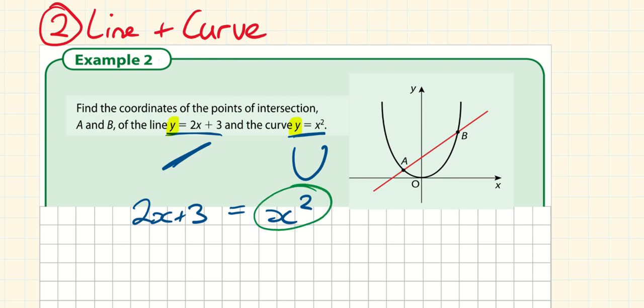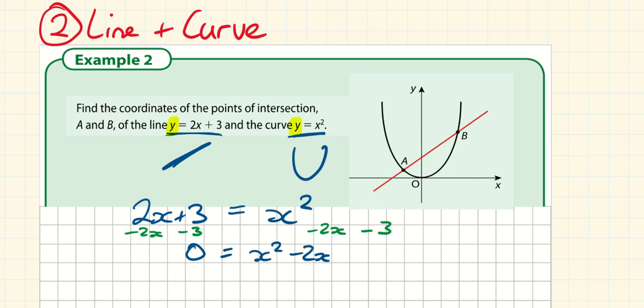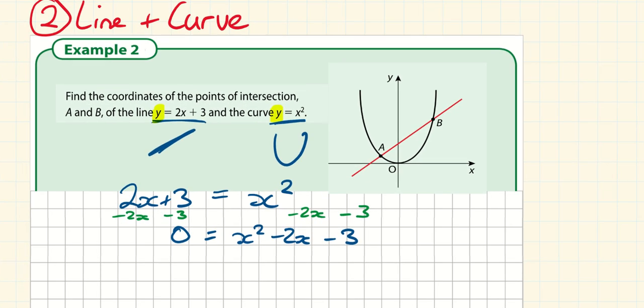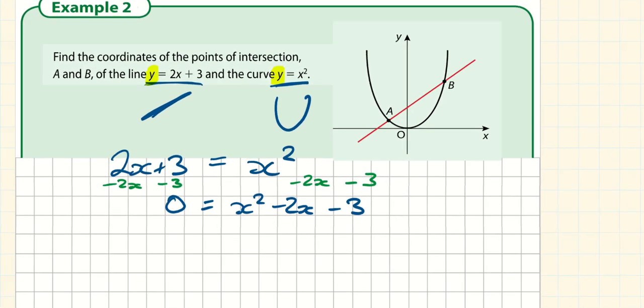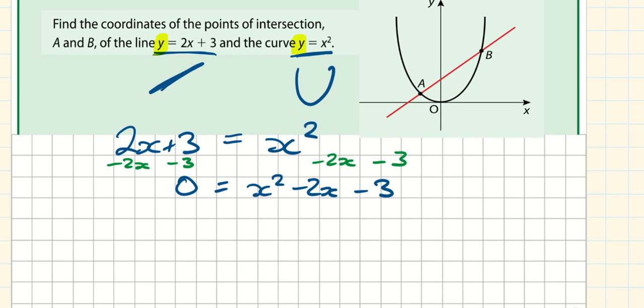So you see we have an x squared, so we want to make a quadratic. So that's minus 2x and minus 3 from both sides. And we will be left with 0 equals x squared minus 2x minus 3. So we've got our quadratic. We've got an x squared, an x and a number equal to 0. So again, you've got your two options.